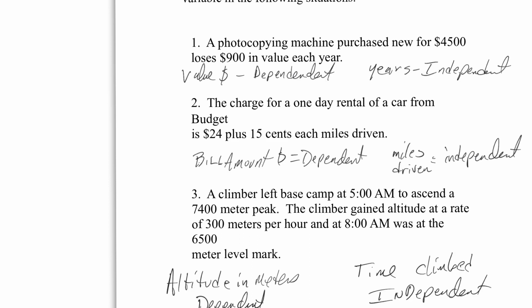and all the answers will be up there. Okay, so for number 1, the value of the copying machine is the dependent variable, and the number of years is the independent variable. And then in this one, the bill amount for the rental car charge is the dependent, and miles driven is the independent. And then the altitude in meters is the dependent, and the time we climbed is the independent. And that's it.